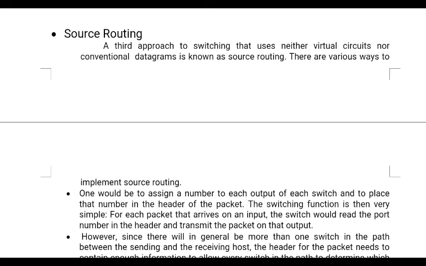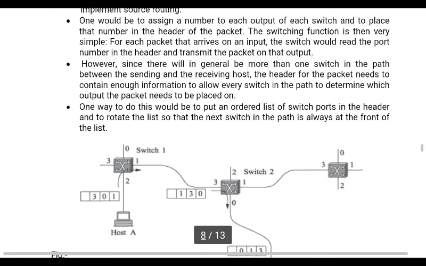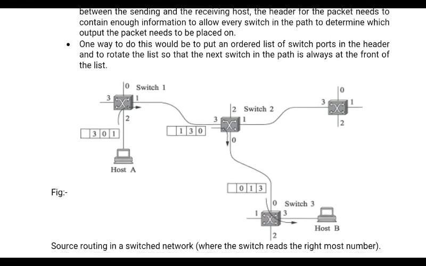The third approach to switching uses neither virtual circuits nor the conventional datagram. This is known as source routing. There are various ways to implement source routing. Directly, I will go to the example of how to forward this, if host A has information to transfer to host B.